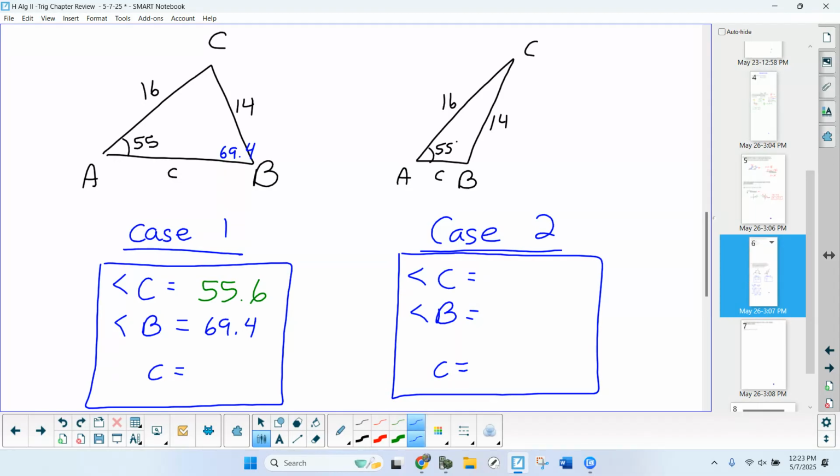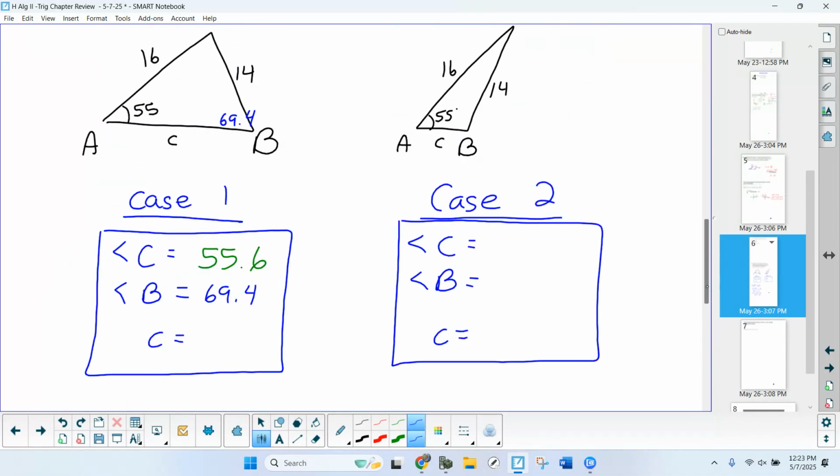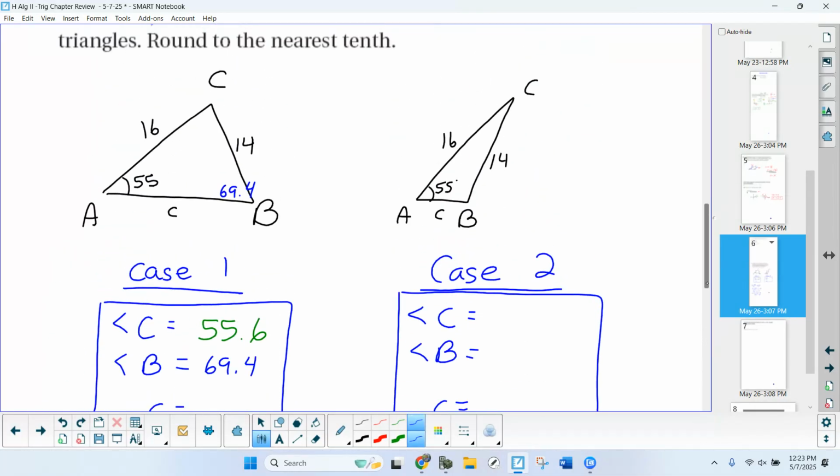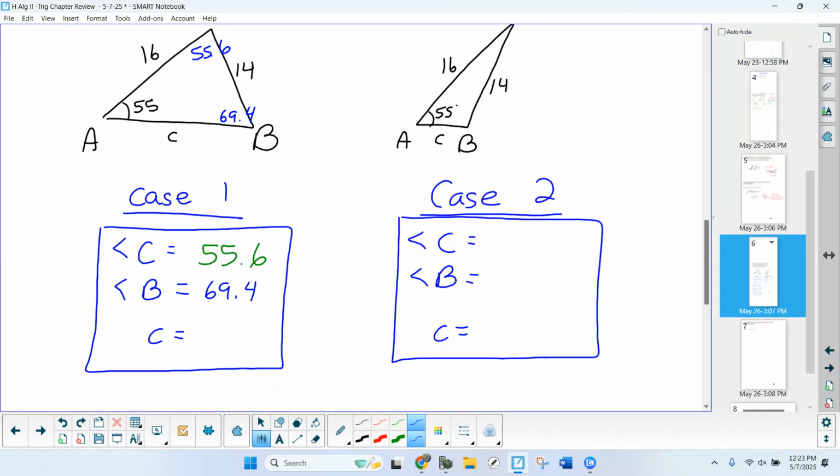And then what did you do? What proportion did you write, AJ, to find side C? The sine of 55 over 14 is equal to sine of 55.6 over C. Okay. And what did you get for C? 14.1. Okay. Is everybody good getting case 1? It's when we get to case 2.